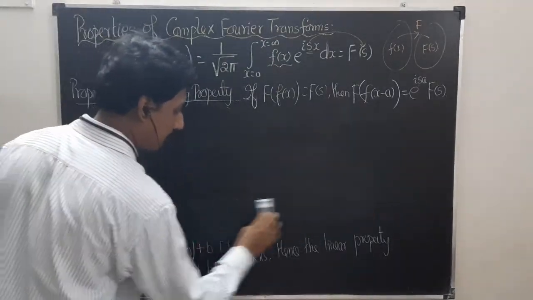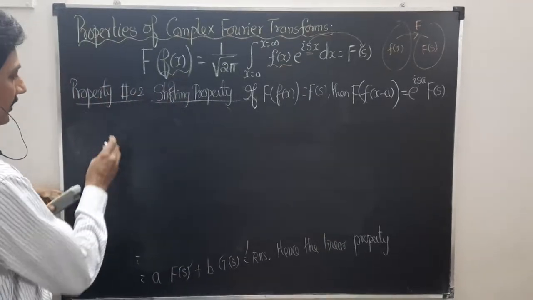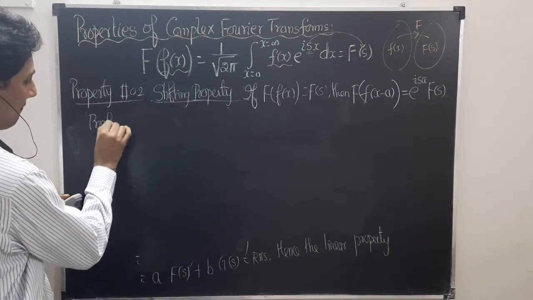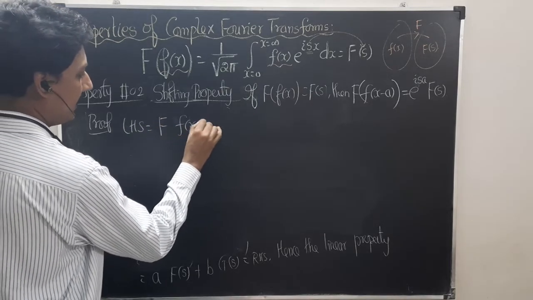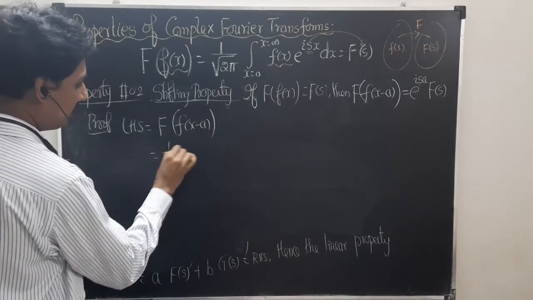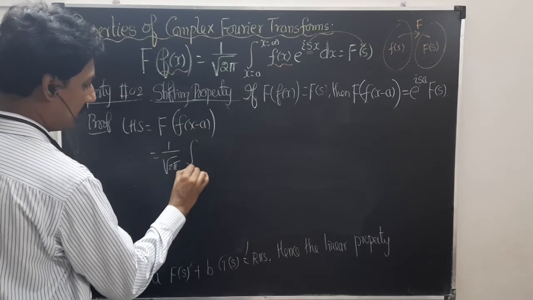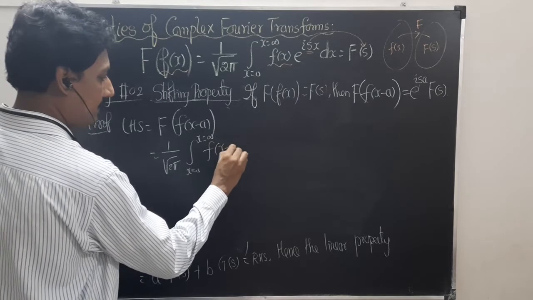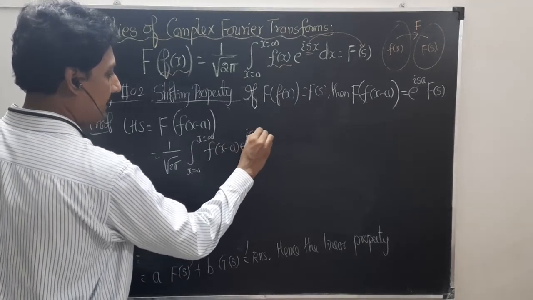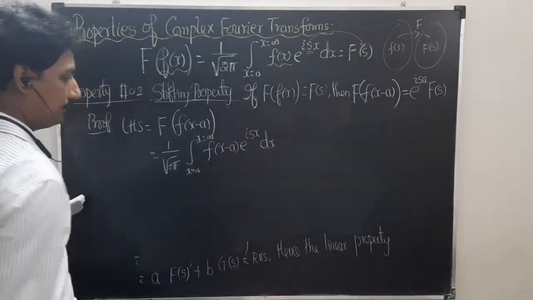Let's go for the proof of the shifting property. The left hand side is equal to the Fourier transform of f of x minus a. So by the definition, it is 1 by square root of 2 pi integral from x equal to minus infinity to x equal to infinity of f of x minus a into e to the power isx dx.